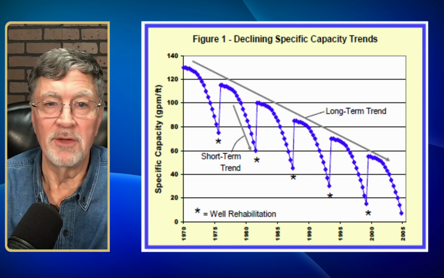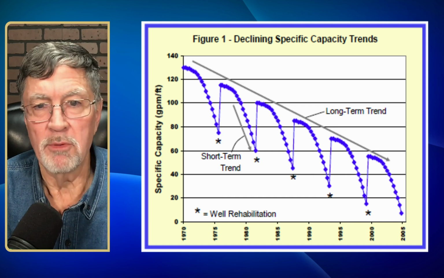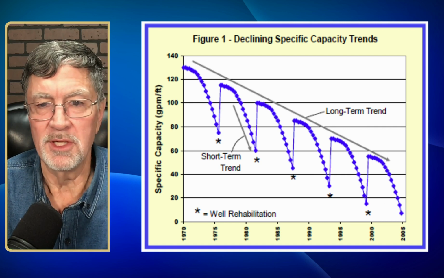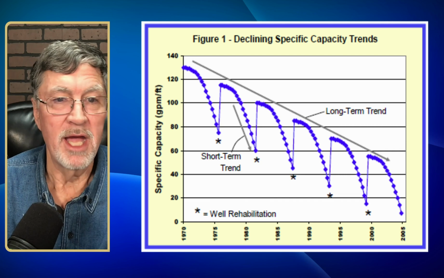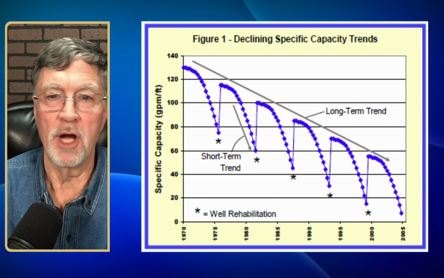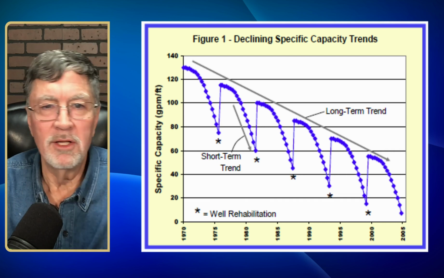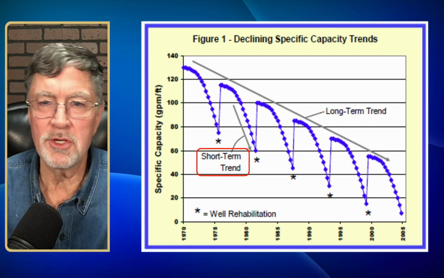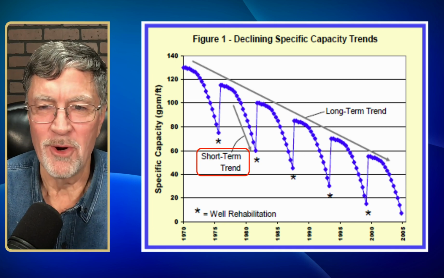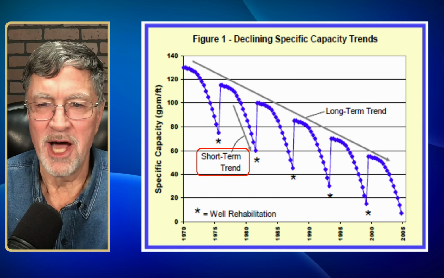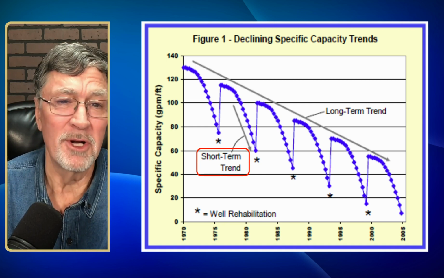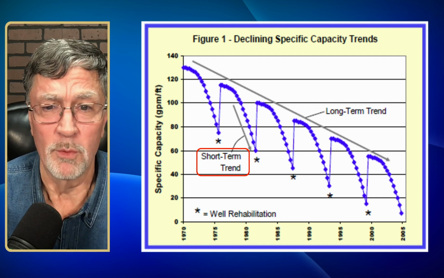Starting on the left here, we can see declining performance in this well till we get down to where we have that little star, which indicates they did a well rehab. We rehab, we restore most of the performance in that well, then we start the process over again. So we want to look at two trends here. We want to look at the short-term trend, which shows what would happen if we follow this arrow and take it down to its logical conclusion of zero capacity. We can see that we really don't get much life out of this well if we've never rehabbed it.